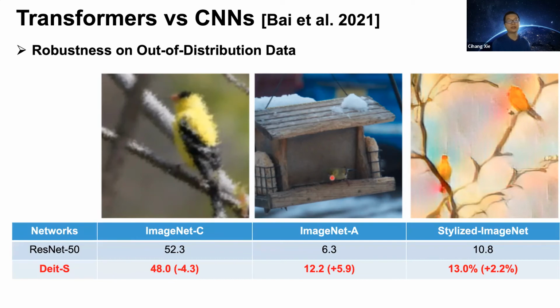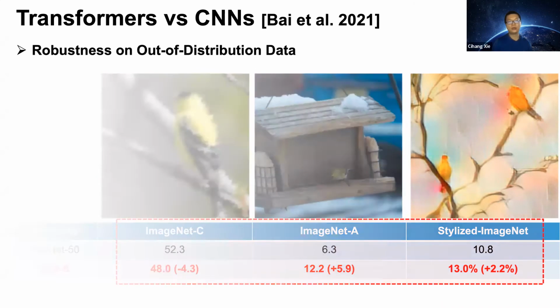So by looking at these two models on these three data sets, we find that DeiT behaves much more robustly than the ResNet. For example, on ImageNet-C, it reduces the error rate by 4.3, on ImageNet-A, it increases the accuracy by 5.9, and on Stylized ImageNet, it improves the accuracy by 2.2. So all these improvements are pretty substantial.